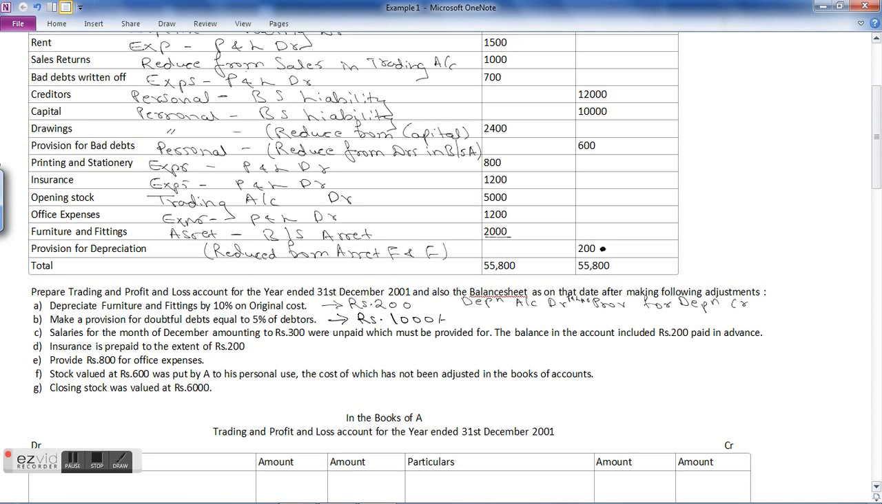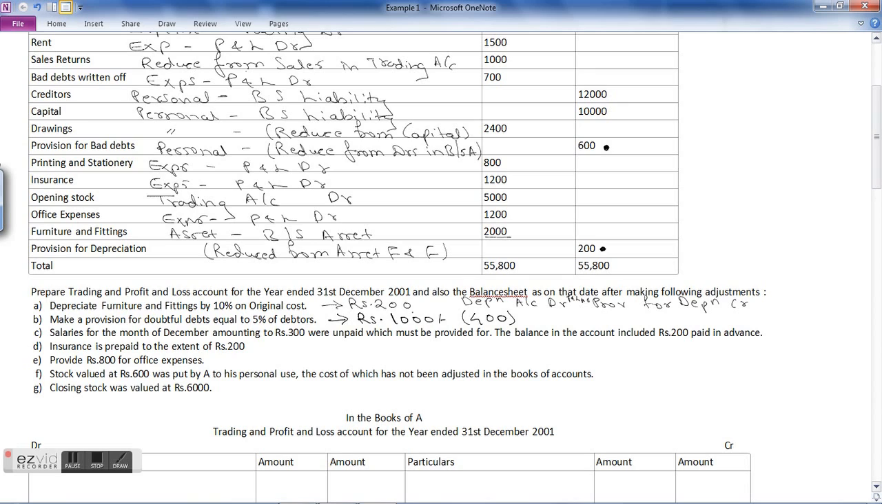So already there is a provision for bad debts, which is given at 600. So some additional provision needs to be made, of rupees 1,000 minus 600, that is 400. So the additional provision for bad debts to be made is 400. We have to make a provision of 5% of 20,000, that is 1,000. But there is already a provision entry of 600 rupees which has already been passed in the books. So the balance provision is 400.